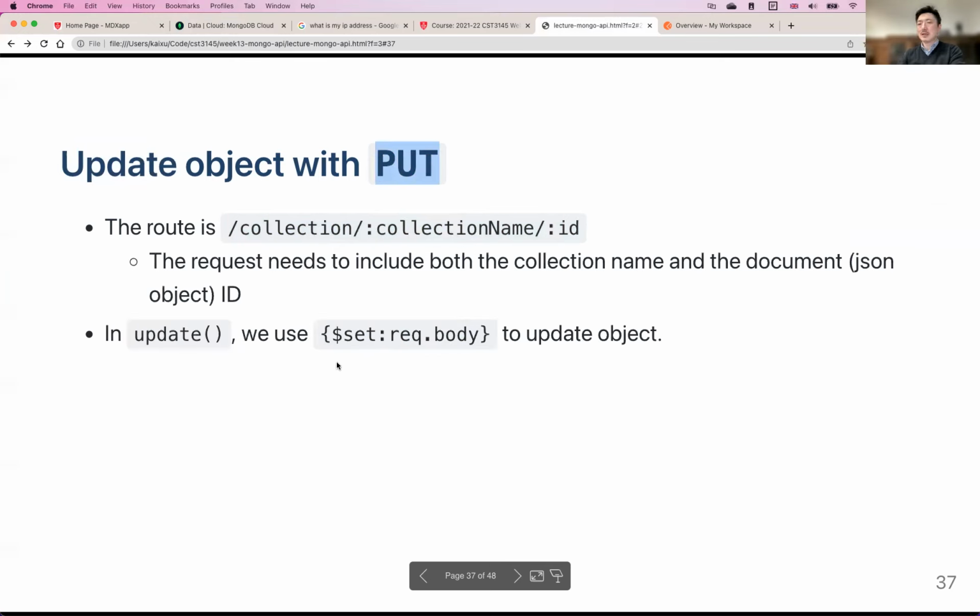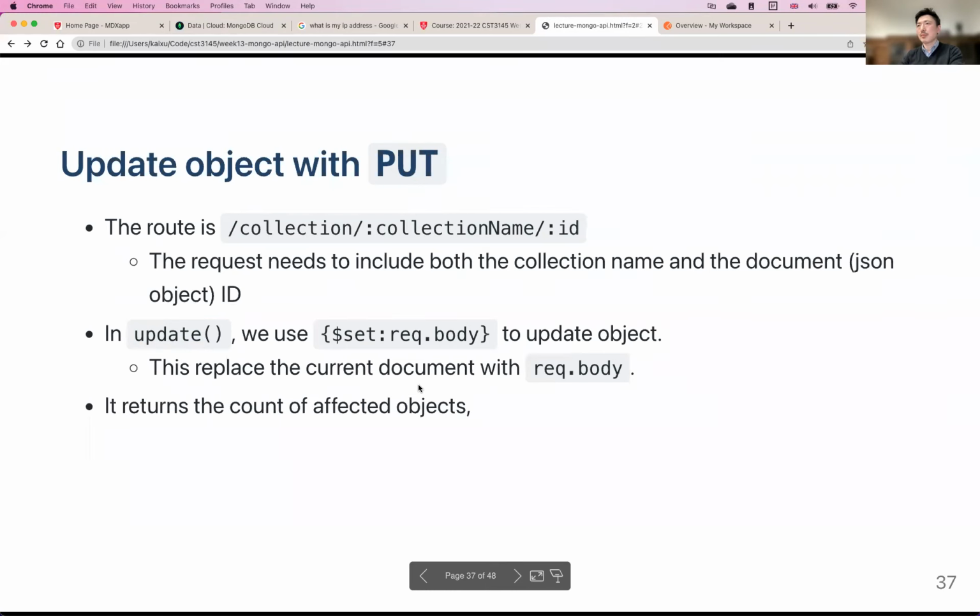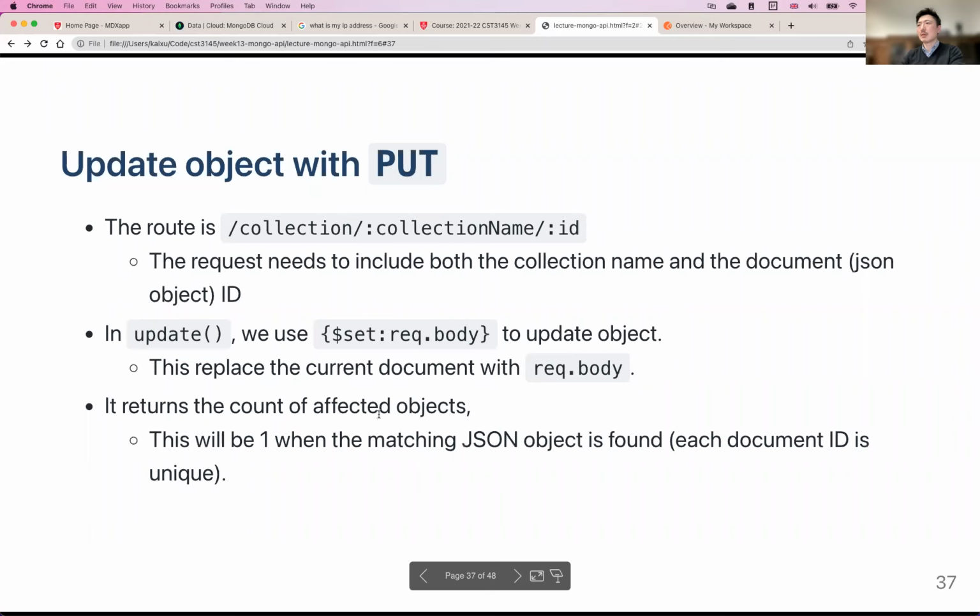Okay, and then in terms of the actual query, you need to use the update methods of MongoDB. In this case, we're going to just replace the entire object rather than change particular values or attributes inside it. And in the results, it will give you the number of objects being updated. It will be 1 if there's only one object, or 0, which means nothing is found.